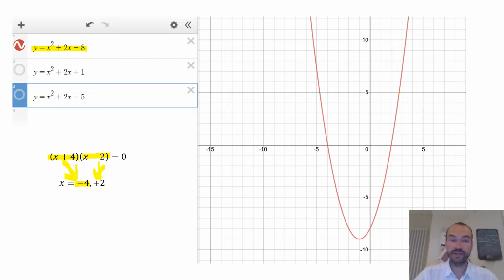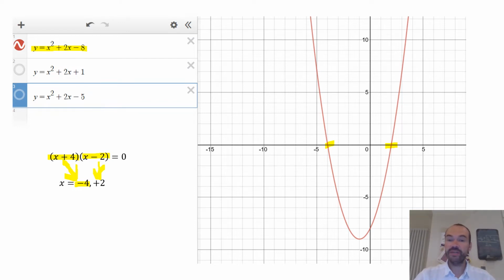And we see that on the graph, we have 2 and minus 4 are where the graph crosses the x-axis. That's what the roots of an equation are, where the graph would cross the x-axis, where y equals 0.